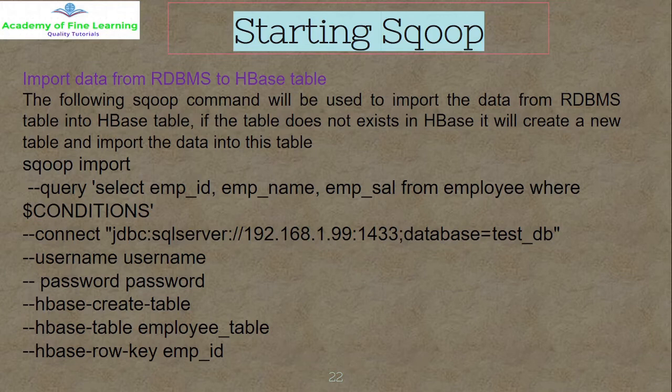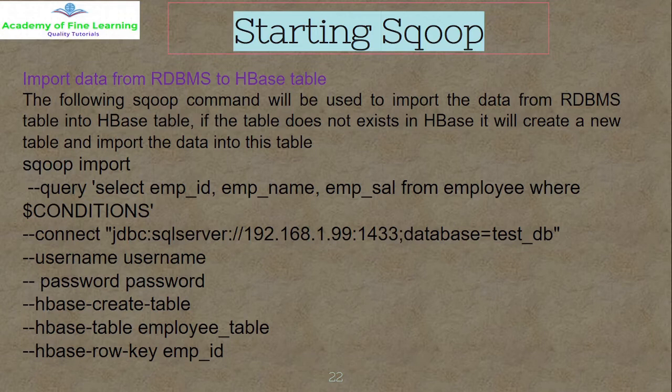Yes, now we're writing double dash hbase dash create dash table. So what will it do? It will make sure that if the table does not exist in HBase, then this particular table will be created. Then hbase dash table. What's the table? It is employee_table. So that is the name of the table.